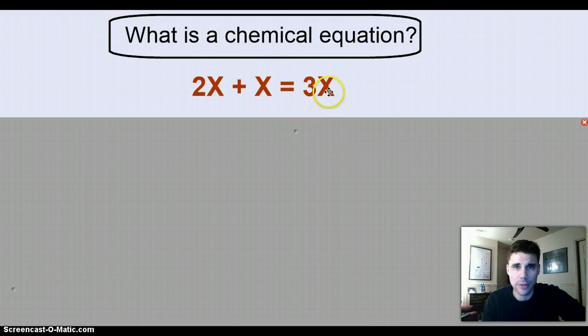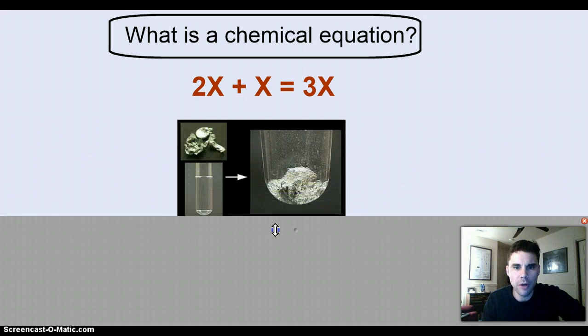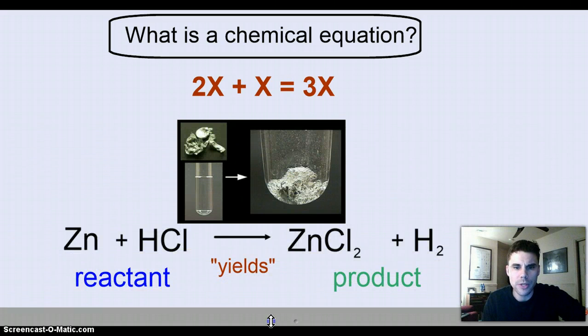I'm sure the first thing that would come to mind would be something like this, some sort of math function, right? Here we have 2x plus x equals 3x, a very standard math equation. For chemists, the setup is very, very similar. The only difference is the terminology, the lingo.